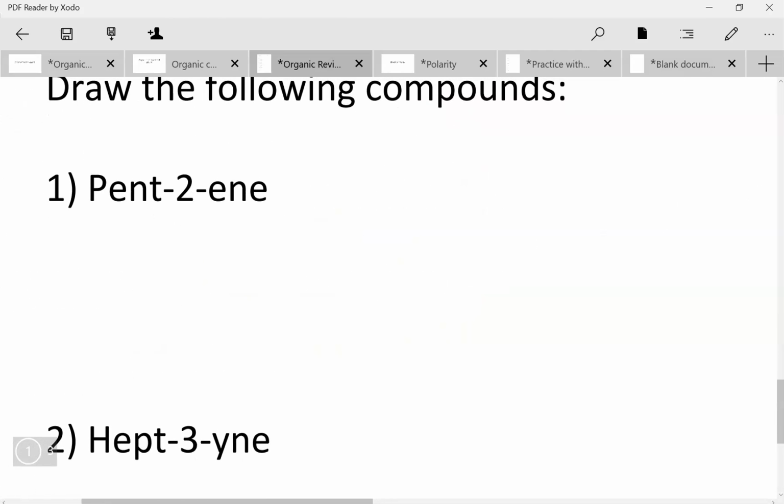We've come to the draw the compounds question. Very similar idea to what I just did, but what we practiced with the practice organic compounds worksheet. Pent-2-ene, so there's a double bond. I know that by the -ene. I know it's after the second carbon in a 5-carbon chain. So it's always like piecing together different kinds of parts to solve a puzzle almost.